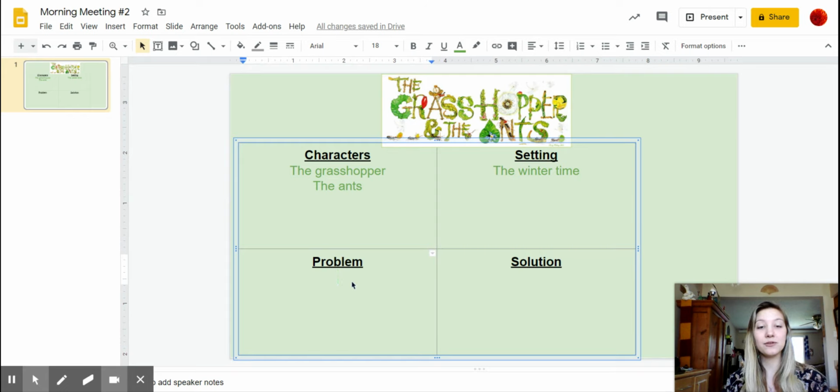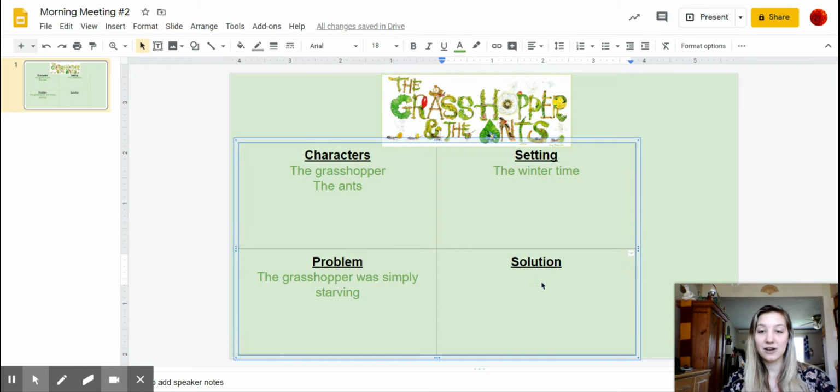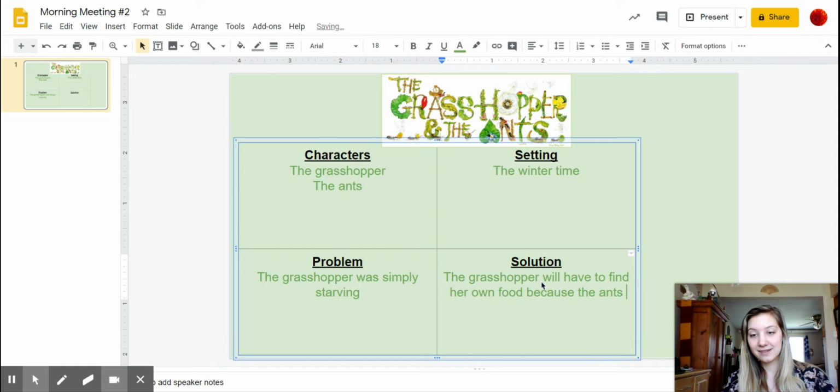We could have said maybe it was in a field because it looked like it was in a field. We could have said a meadow or in a garden because you've seen the blades of grass and a couple flowers. But all the story told us was the winter time. So we're going to keep it short and simple. The problem was the grasshopper was simply starving. And the solution to this is the grasshopper will have to find her own food because the ants are not going to share.